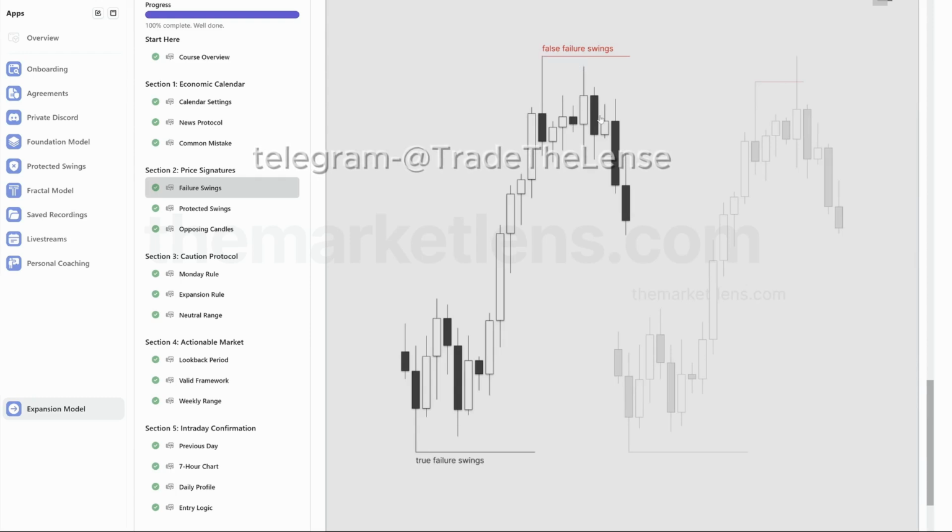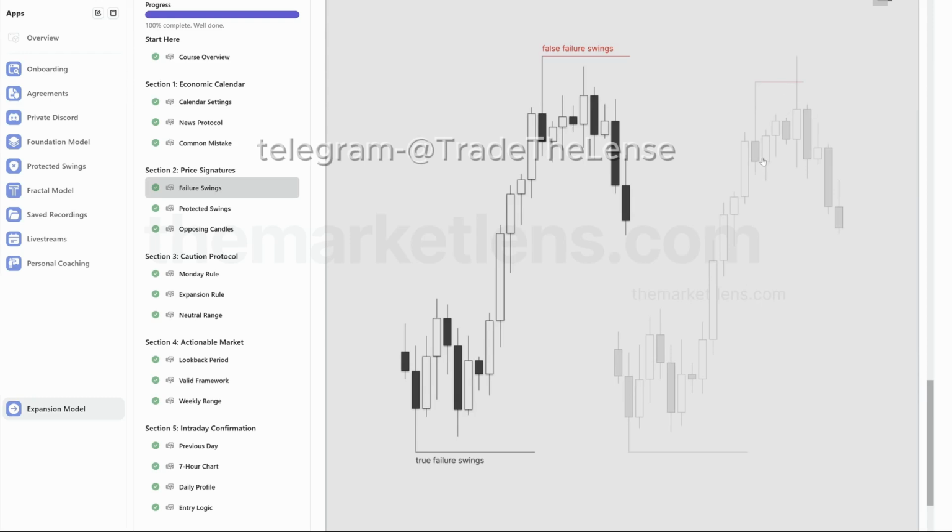The first thing you want to do to actually make sure that these are true failure swings, because this is going to change how you approach this market, you want to look to a correlated pair. So if you're on ES, you're seeing failure swings in ES, go to NQ. Make sure that there are also failure swings at that same point. If you're trading euro, look at pound, which is correlated, or look at dollar, which is inversely correlated.